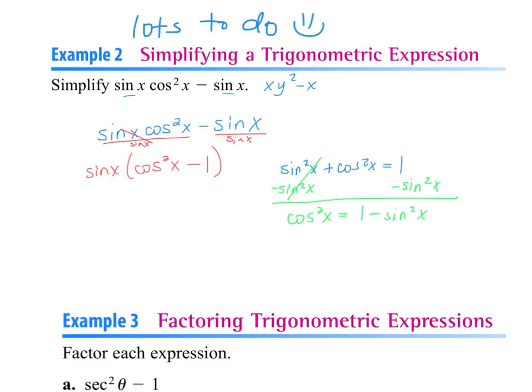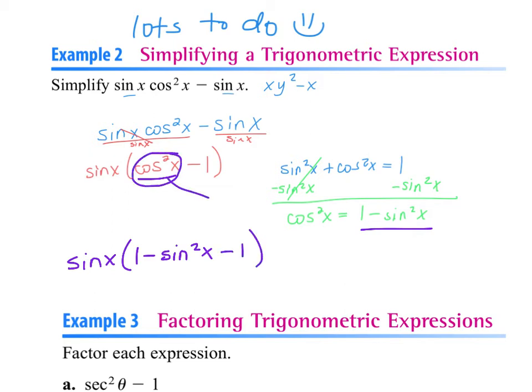If I was simplifying this, guys, can I rewrite cosine squared of x in terms of sine squared? Those two things are equivalent now. They are the same thing. So I can rewrite, I still have my sine x outside. And then instead of cosine squared of x, I'm going to replace that with 1 minus sine squared. And then I still have the minus 1. So all I did was replace cosine squared of x with this. We just took one of the identities and moved it around.